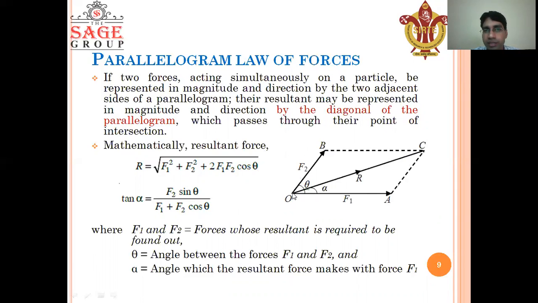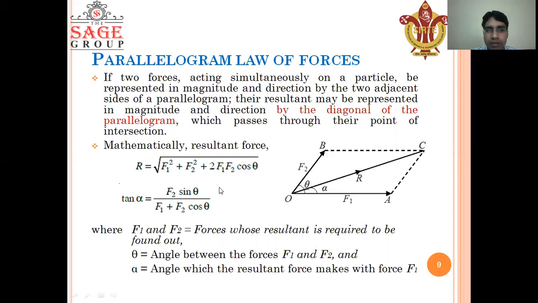Here you can see that there are two forces, F1 and F2, represented in magnitude and direction. This is the direction, and the magnitude is F1 and F2. These are the two sides of the parallelogram, OA and OB, and their resultant may be represented in magnitude and direction by the diagonal OC, the diagonal of the parallelogram which passes through the point of intersection. Here you can see that AB is also a diagonal, but we cannot take this diagonal. We have to take the diagonal of the parallelogram which passes through their point of intersection.